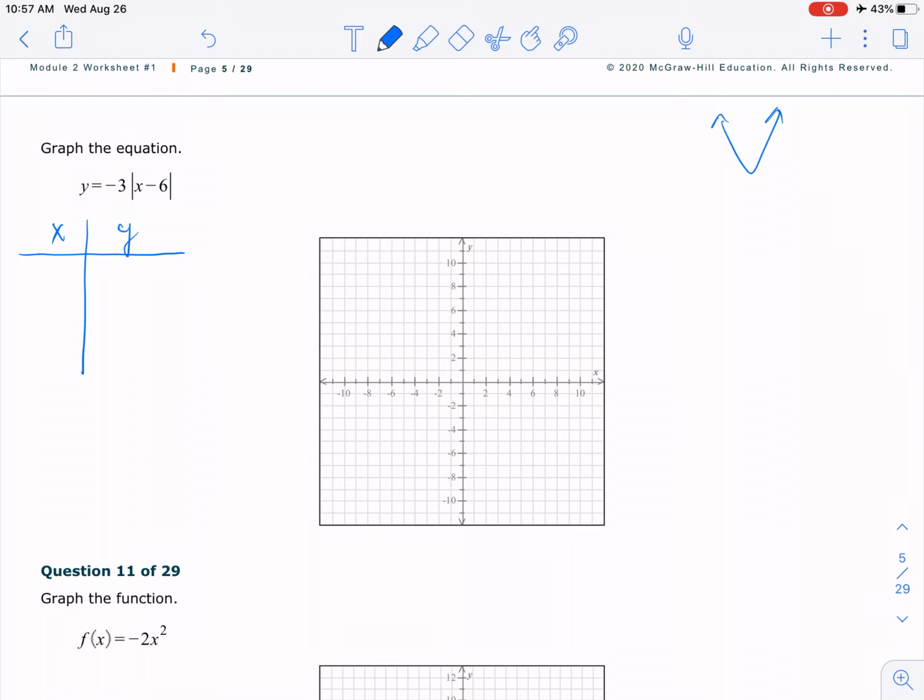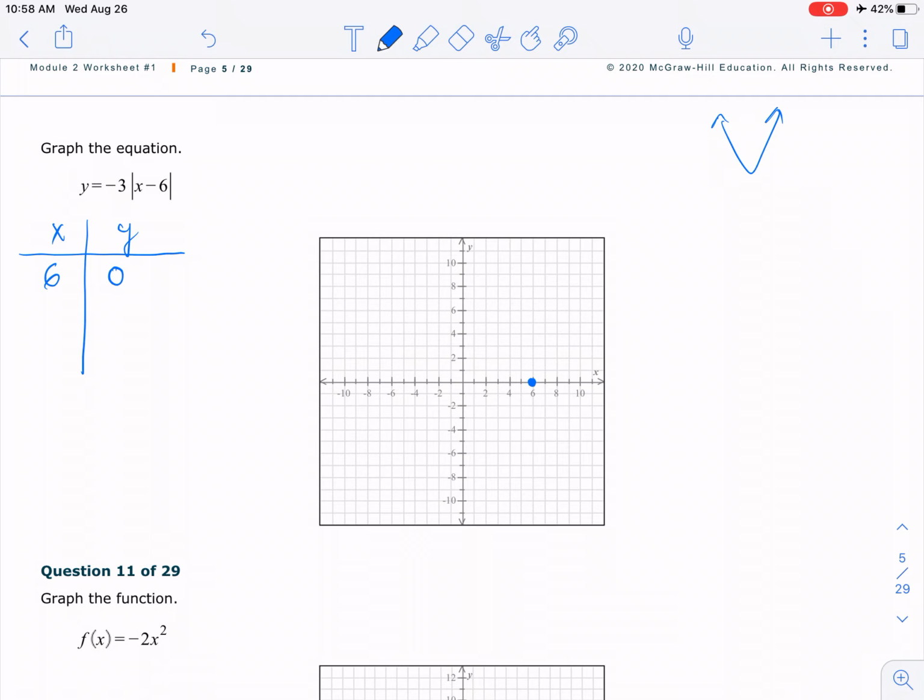In this case, if x is equal to 6, you're going to get a 0, right? So 6 minus 6. So I want to get 0, so when I multiply by -3, I still get 0. So that's going to be your vertex, (6, 0). All right, so that's the vertex.